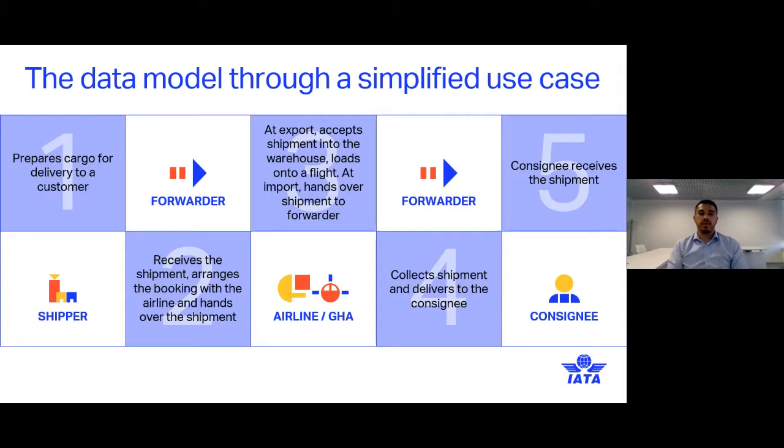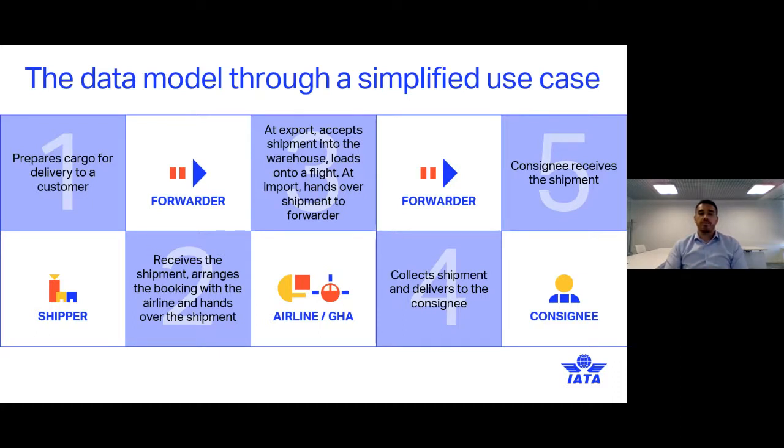The first step is that the shipper prepares the cargo for delivery to a customer. So this is quite straightforward. Then the second step is that a forwarder arranges basically for the shipment. So he receives the shipment from the shipper, arranges the booking with the airline, and hands over the shipment to the airline or the ground handling agent. Then we have the airline or GHA that come into action. So at export, they accept the shipment into the warehouses and load basically the shipments onto a flight or different flights, but in this case it's a single flight.